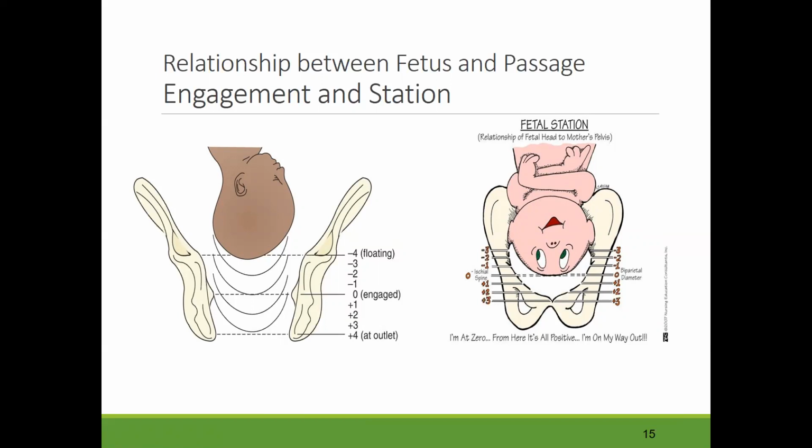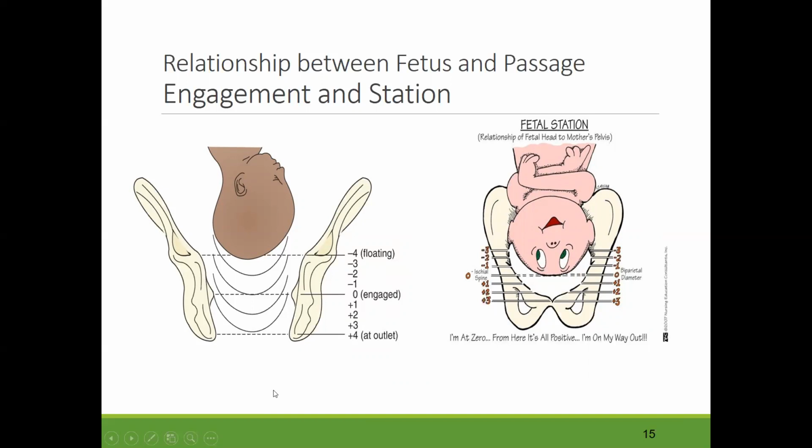Okay. So engagement is when the largest part of the presenting part reaches or passes through the pelvic inlet, and is at the level of the ischial spine. This can be determined through a vaginal exam. Prima gravida, or first-time mom, occurs 2 weeks before term, usually. And then multipara could be several weeks before or during labor. And then the engagement confirms the adequacy of the pelvic inlet, but not the outlet or mid-pelvis.